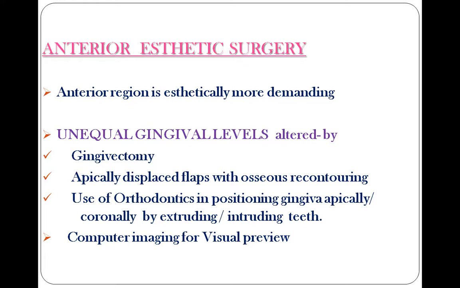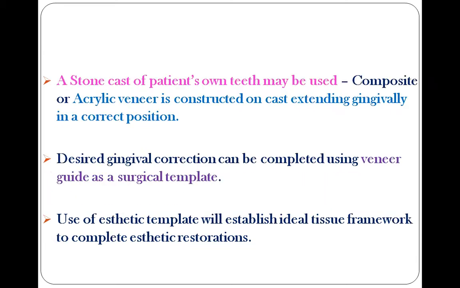It is important to convey the expected outcomes to the patients prior to attempting the surgery. With the advent of sophisticated technology, a visual preview of the end result of the surgery can be put forth to the patient, and only after the patient's approval, the surgery is performed. A stone cast of the patient's own teeth may be used, and an acrylic or a composite veneer is constructed on the cast. This can also be used as a surgical template.